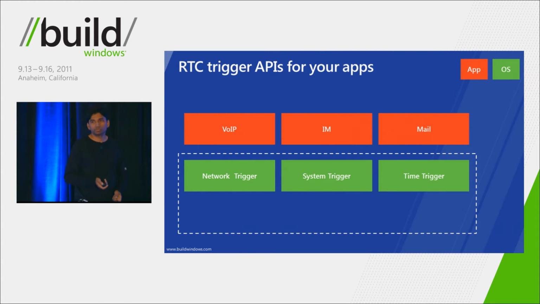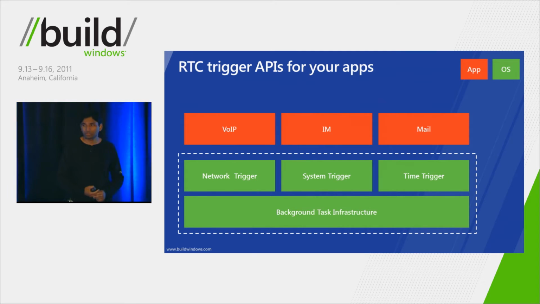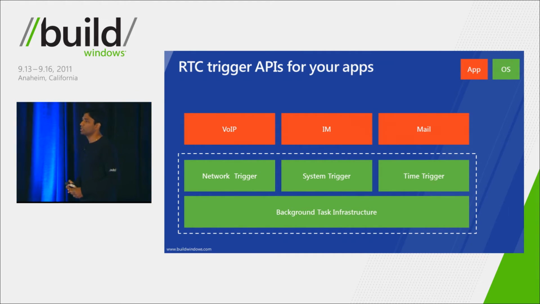An example of a system trigger is, for example, I log in, and that's a system event, and maybe your app wants to do something about that. We'll see some code snippets for that. The last one is the time trigger. This is an example of something that needs periodic activity. And we'll see an example of how to do that. I referred to PopMail earlier. All these three triggers are built on a new platform called the background task infrastructure. And that's how we're able to get the apps working.